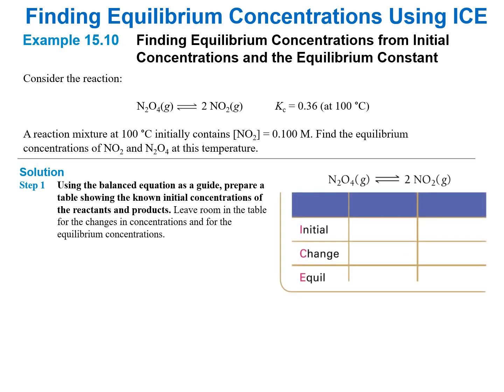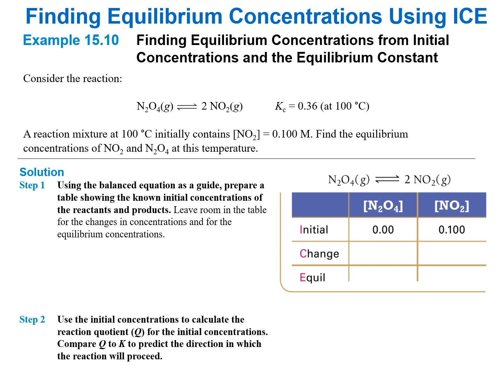So here's our ice table, and we're going to plug in our two substances, our reactants and our products. Now we're only given one initial value, and that is for nitrogen dioxide, which means that we are at 0 for dinitrogen tetraoxide. So at this point we have completed everything that we can for this table. Now step 2 would have us calculate the reaction quotient for what we have going on. So we're taking that snippet of time right here, where we have all nitrogen dioxide, no dinitrogen tetraoxide, and we're going to calculate what our Q is and compare it to our K.